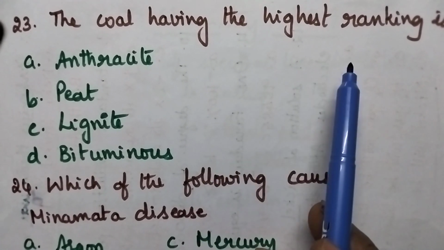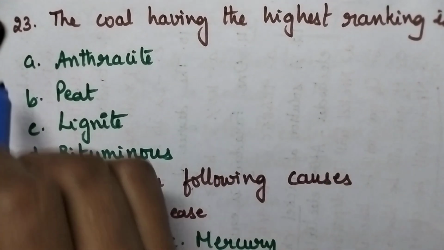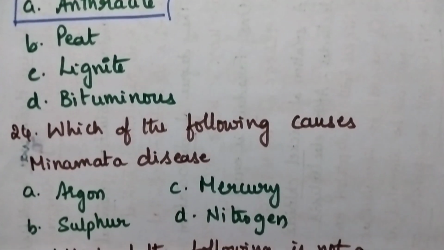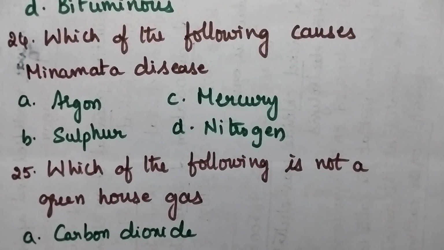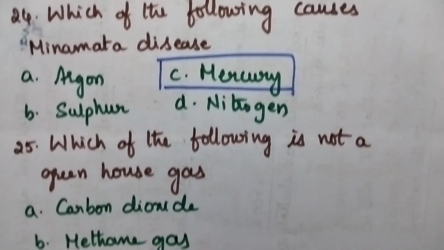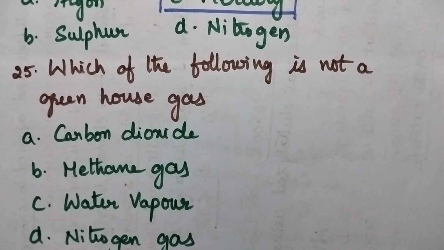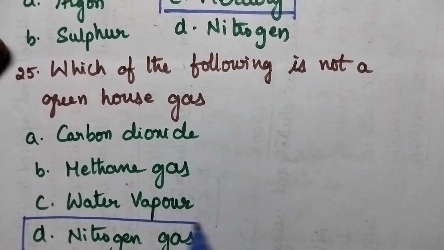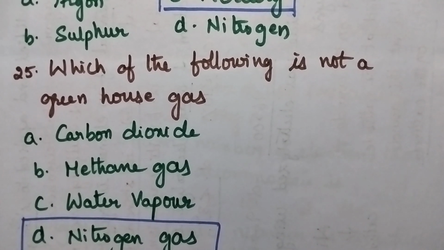The coal having the highest ranking is anthracite. So option A is the right answer. Which of the following causes Minamata disease? Mercury. Which of the following is not a greenhouse gas? Carbon dioxide, methane, water vapor, all these are greenhouse gases. So option D, nitrogen gas, is not a greenhouse gas.